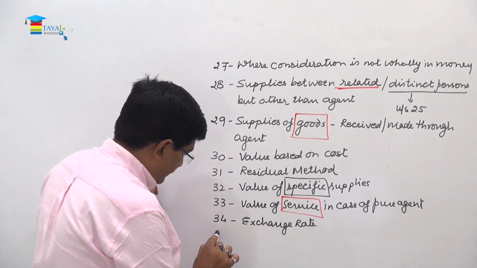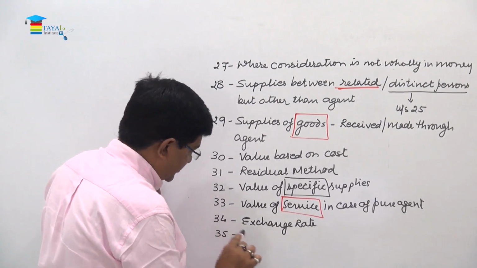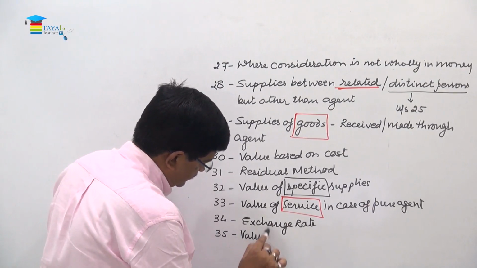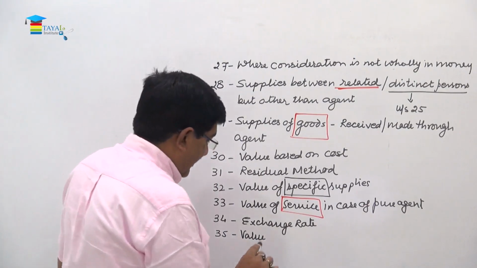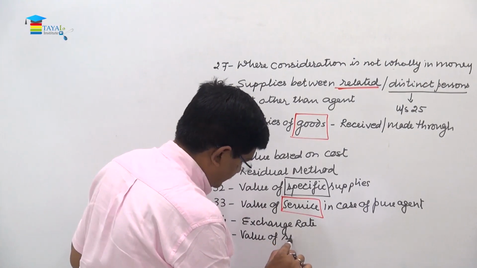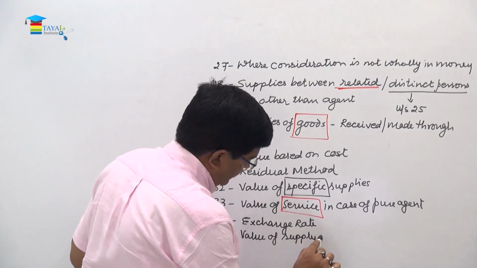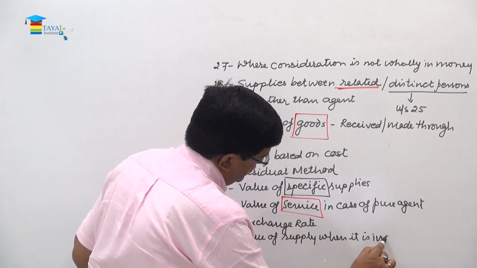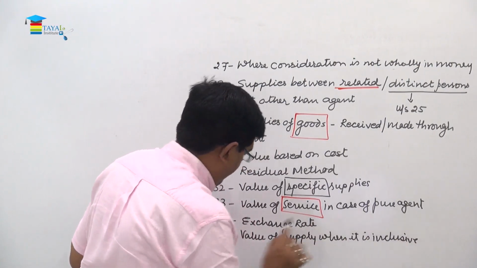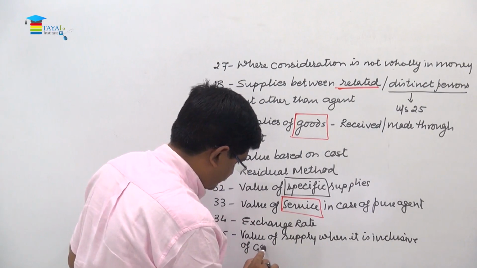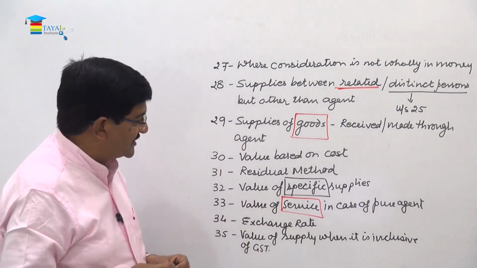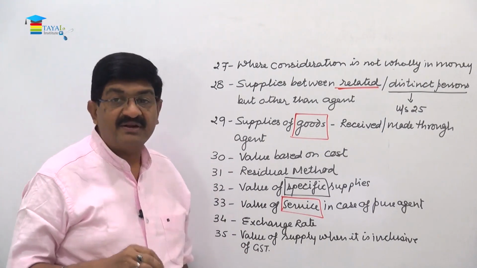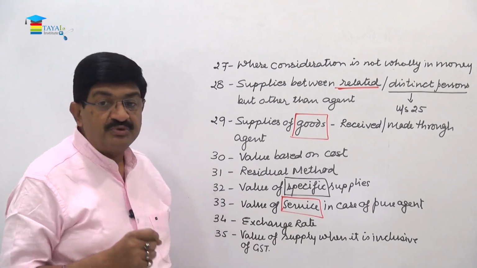Rule number 35 is talking about value of supply when it is inclusive of GST. So when the supplies are made inclusive of GST, how to determine the value indirectly, that is a reverse calculation, right? So how to decide.